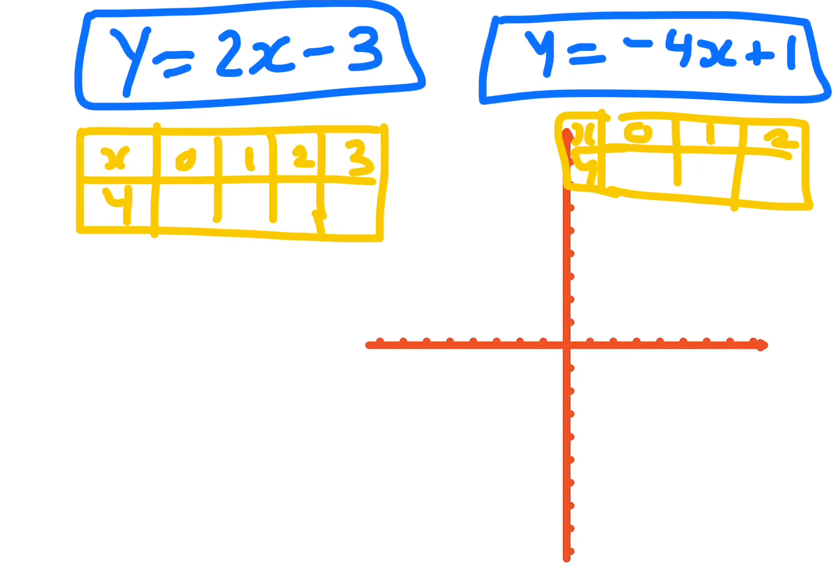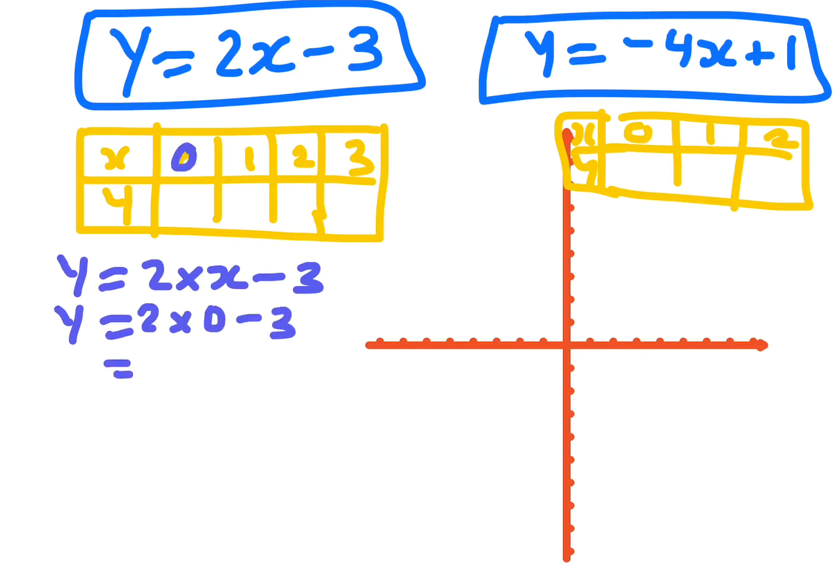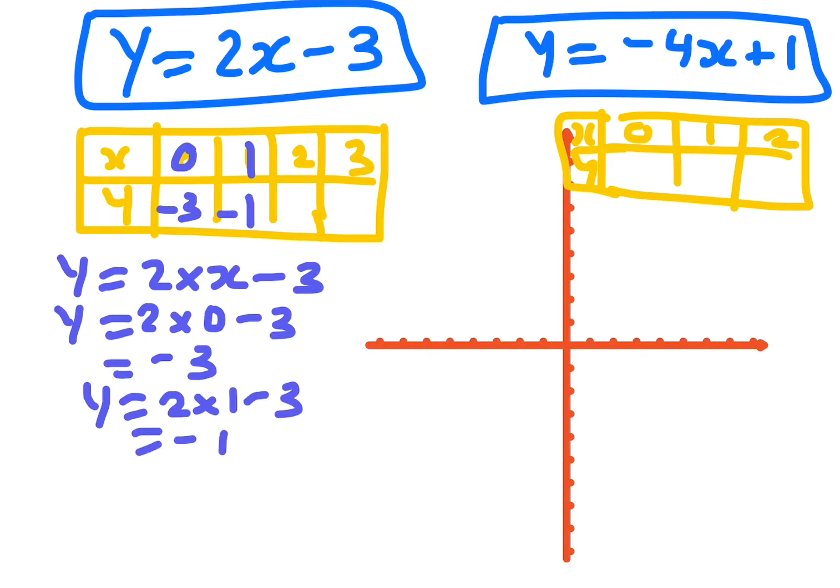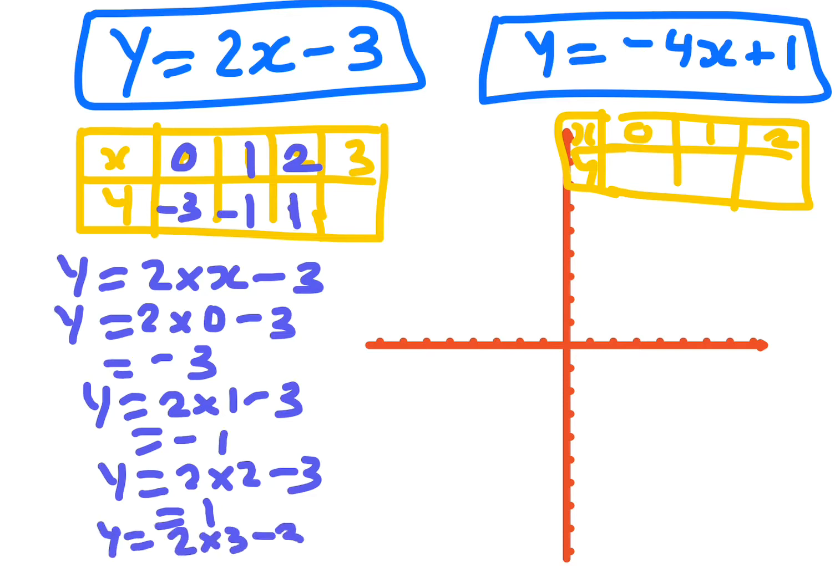So we'll just look at a couple of other ones. Looking at y equals 2x minus 3, the rule is 2 times x minus 3. Let's put the first value in, 0. 2 times 0 minus 3 is minus 3. Put the second value in, 1. 2 times 1 minus 3: 2 times 1 is 2, minus 3 is minus 1. Put the next value in, 2. 2 times 2 minus 3: 4 minus 3 is 1. And 2 times 3 minus 3, 6 minus 3 is 3.